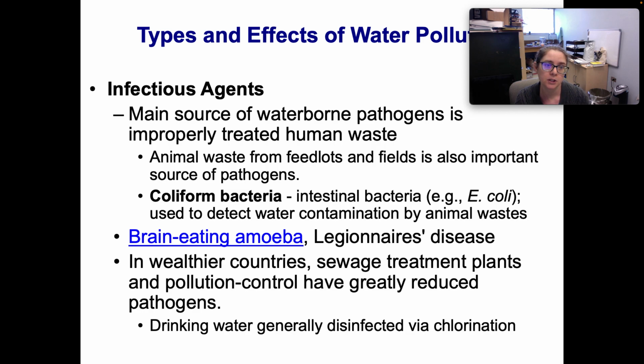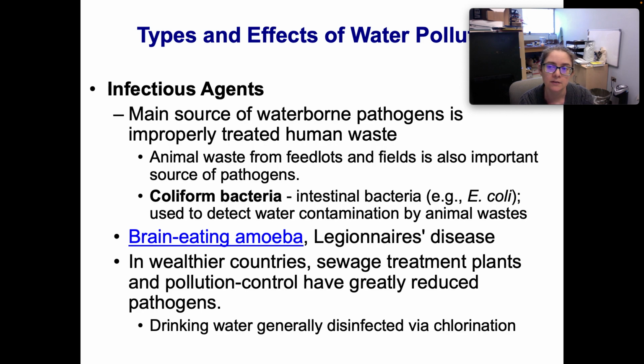Other types of water pollution include infectious agents. So the main source of waterborne pathogens is improperly treated human waste, but animal waste from feedlots and fields can also be important. Coliform bacteria is an important aspect to this. These are intestinal bacteria, like if you've ever heard of E. coli, and it's used to detect contamination by animal wastes, including humans. Other examples include brain-eating amoeba and Legionnaire's disease, and there is concern about those potentially being in water supplies, but if they're properly managed, we can avoid those.